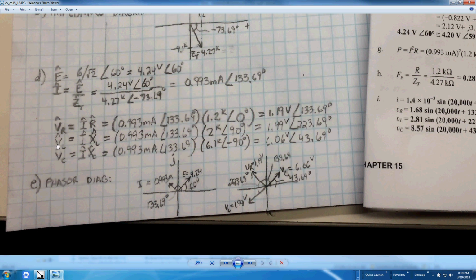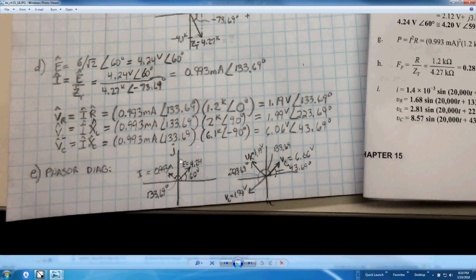And then you multiply through each. V sub R equals I R, V sub L equals I X sub L, and V sub C equals I X sub C. So you multiply the magnitudes together and add the phase angles, and you get these three answers.